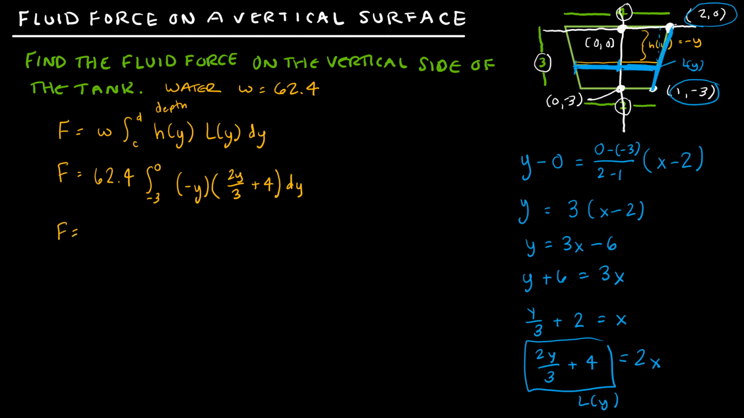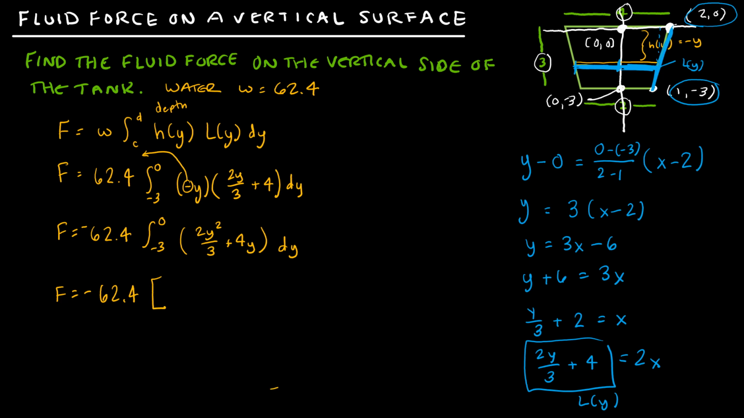So that gives me 62.4, and I'm just going to do a little bit of simplification. Still from negative 3 to 0, I'm going to go ahead and distribute. And what I'm going to do is take this negative and pop it out just to get it out of there. So I'm going to put it in front of my 62.4. And when I distribute that, I get the integral of (2y squared over 3 plus 4y) dy. Then I would have negative 62.4 times (2y cubed over 9 plus 2y squared), integrating from negative 3 to 0.